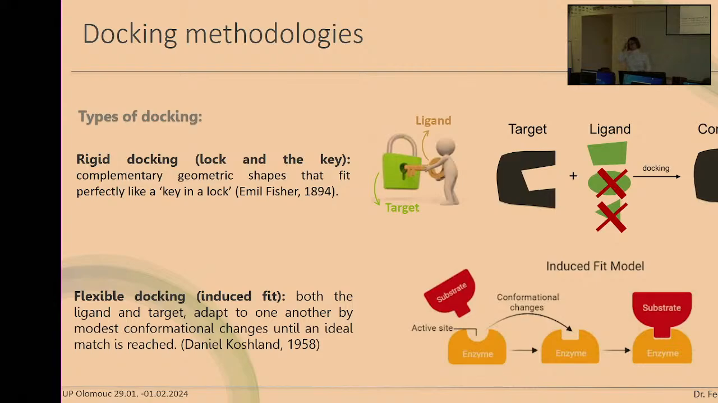We have also the flexible docking. This kind of theory was instead introduced by Daniel Koshland in 1958. And in this methodology, we treat both the ligand and the target as flexible. So both of them will undergo conformational changes in order to adapt themselves and to reach a final complex between the substrate and the enzyme cavity, or the ligand and the enzyme cavity. I will add, as I said before, also the semi-flexible docking, in which we treat only the ligand as flexible and the target as rigid. Okay? But they are very useful. Flexible, semi-flexible, and rigid docking are all quite used docking methodologies.